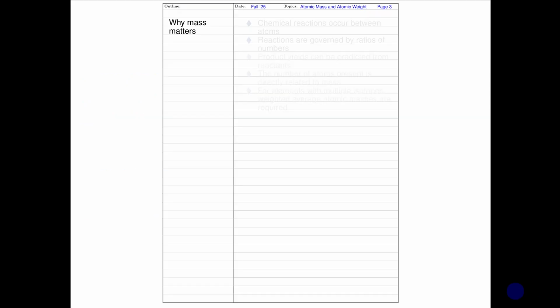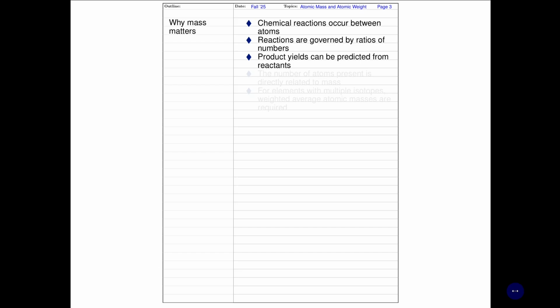It is worth discussing why mass matters in chemistry. The short answer is that mass allows us to indirectly count atoms. Remember that chemical reactions occur between atoms, and reactions are governed by ratios of numbers. Because of this, it is possible to predict how much product will form in a chemical reaction if the amount of the reactants are known. In other words, chemists want to know how many atoms are present initially so they can predict the outcome of the reaction.